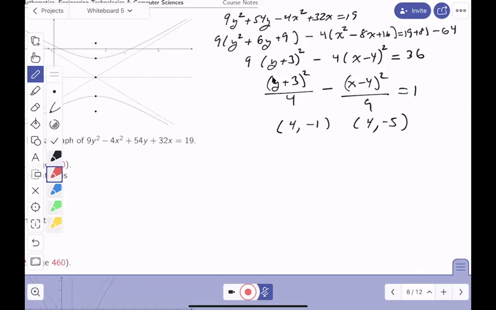And again, we're trying to jog your memory. 4, minus 1. That's a vertex. 4, minus 5. That's a vertex. I could also write down the center, looking at it. What's it going to be? The center is going to be 4, comma, minus 3. Let me plot that for you.